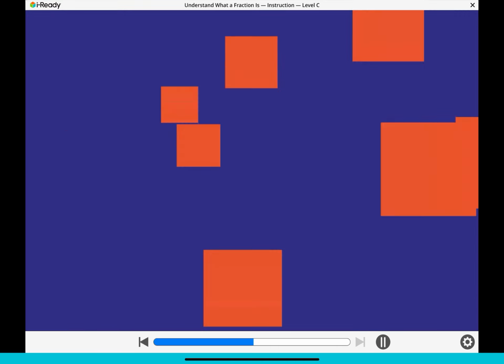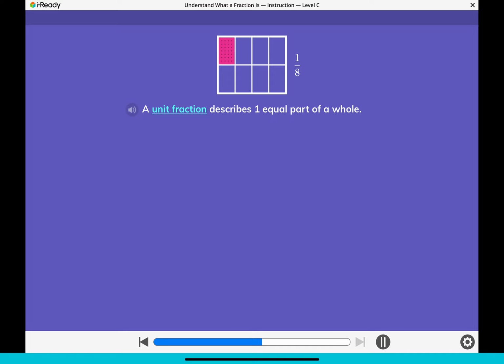The fractions you have been working with are called unit fractions. A unit fraction describes one equal part of a whole. You can combine unit fractions to build greater fractions. Let's try it.